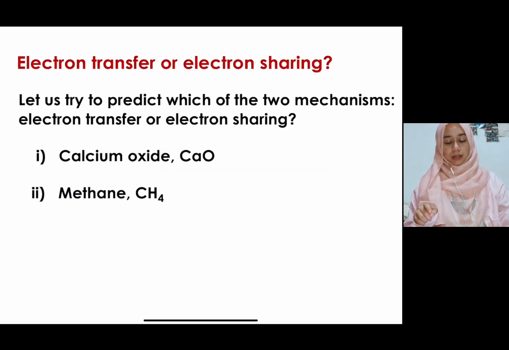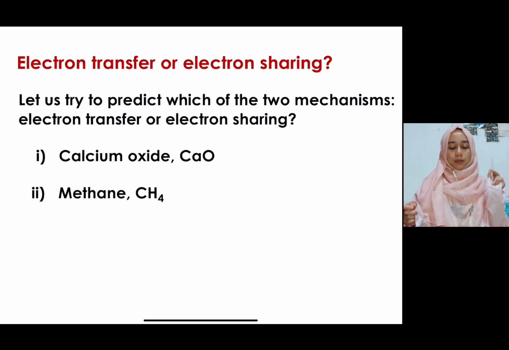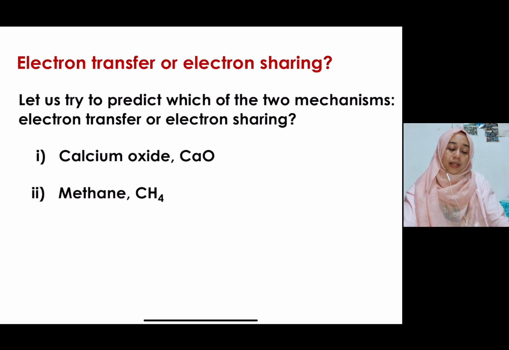So now let's try to guess whether the molecule here is formed via electron transfer ataupun electron sharing. So let us try to predict which of the two mechanisms. So kalau calcium oxide, what do you think? Sebenarnya benda paling penting kat sini adalah kamu try to identify whether dua-dua atom yang involved tu adalah non-metal ke ataupun satu non-metal, satu metal. Okay, so itu cara dia.